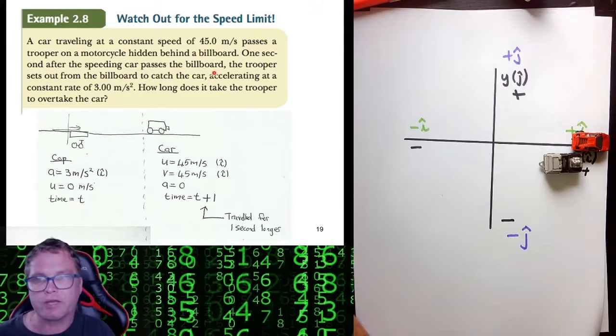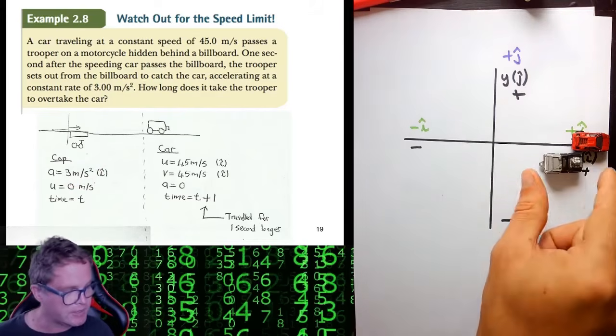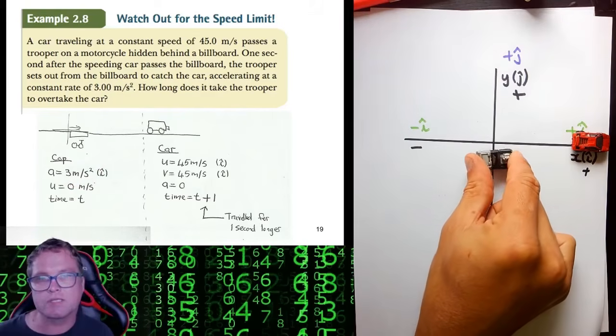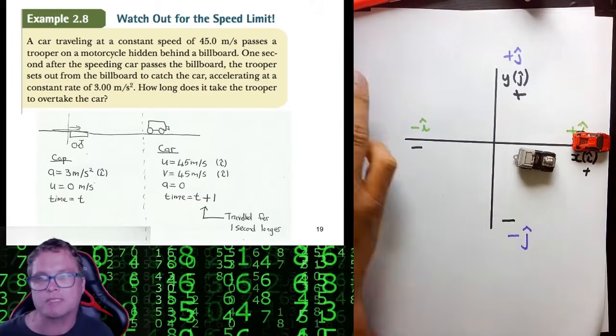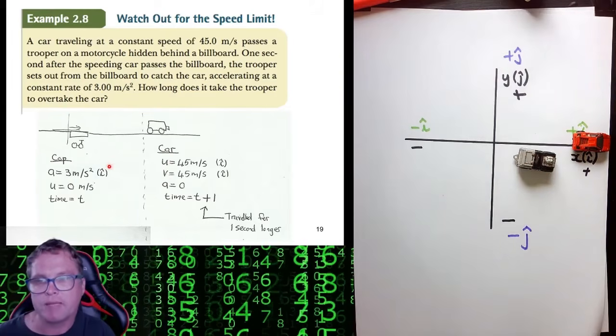We're told that the trooper, the traffic cop, sets out accelerating at a constant rate of 3 meters per second squared. This is this acceleration. He's also accelerating towards the right in the positive i hat direction. So I've made this positive i hat direction. He's starting from rest, so his initial speed is 0. u is 0 for the traffic cop.